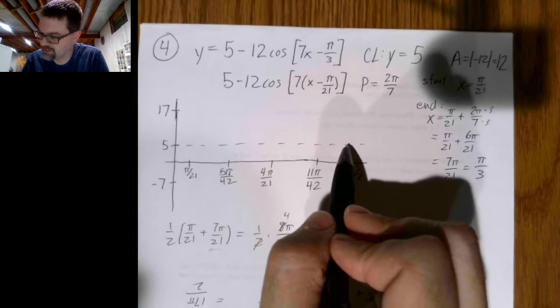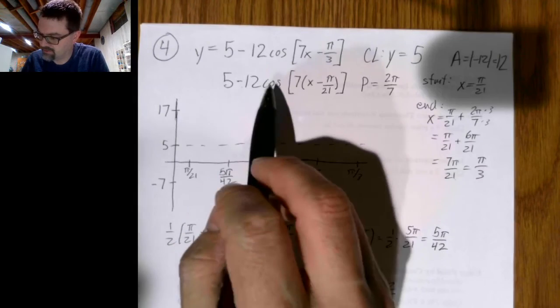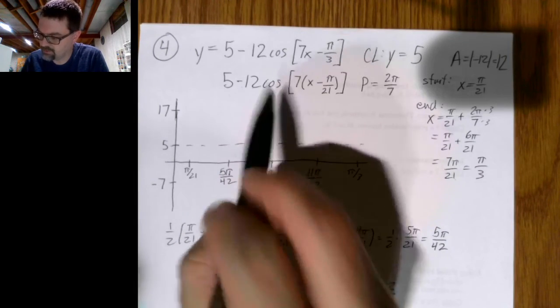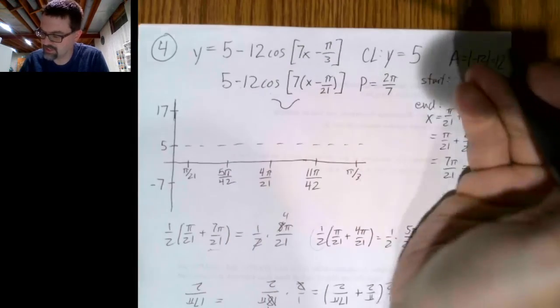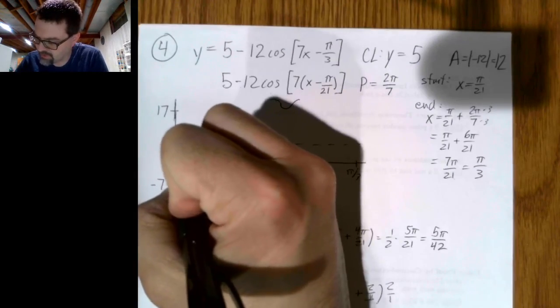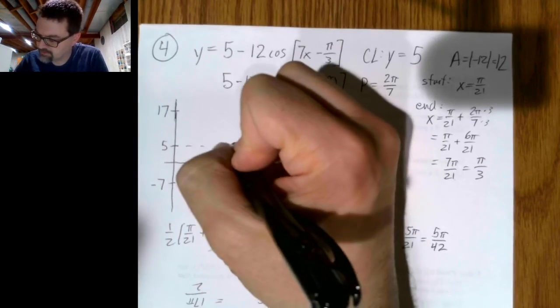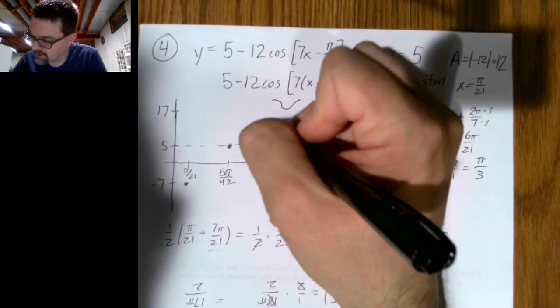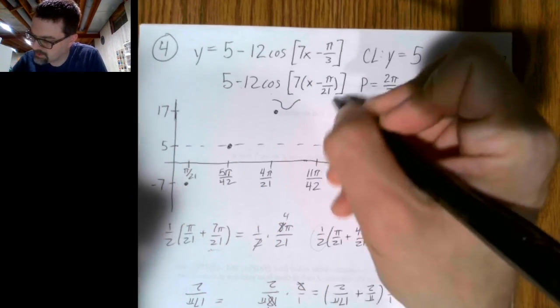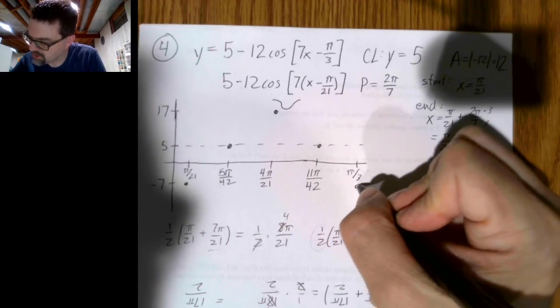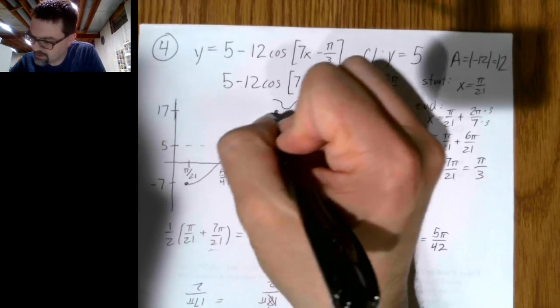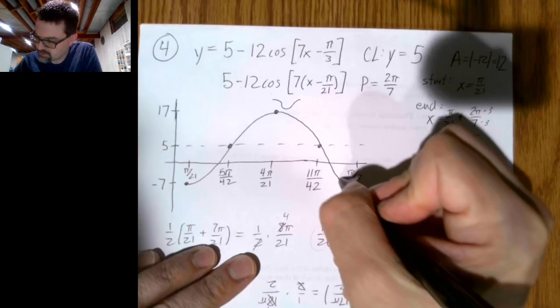Here's our center line. A negative cosine. Cosine starts at the top, except when it's negative, it gets flipped upside down, so we're starting at the bottom. From there to the middle and up to the top, and then work our way back down so we finish where we started. There it is.